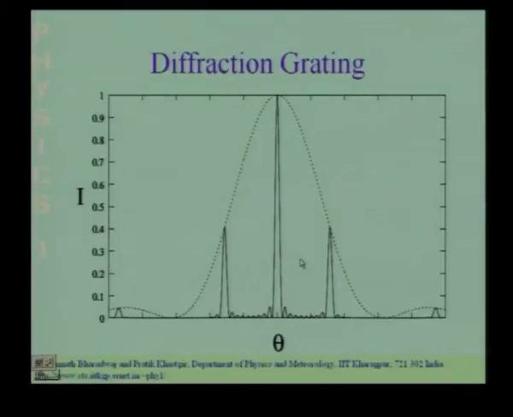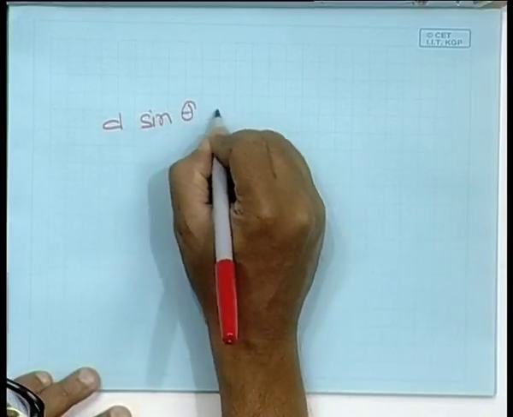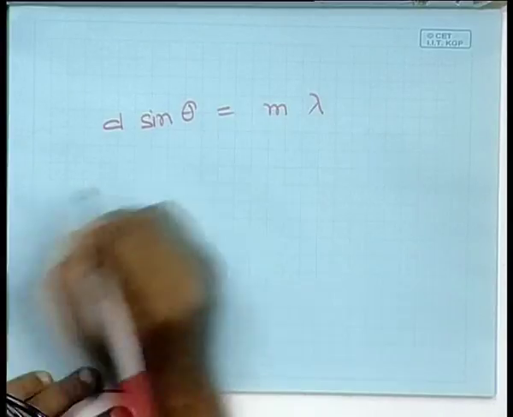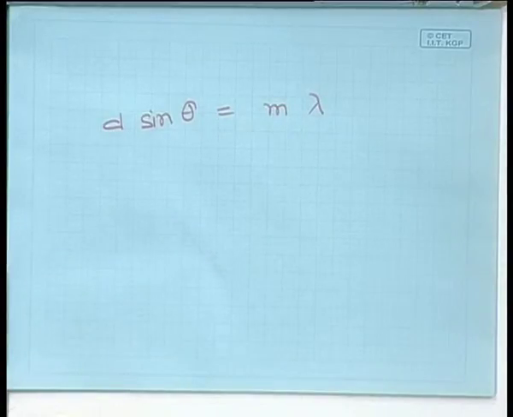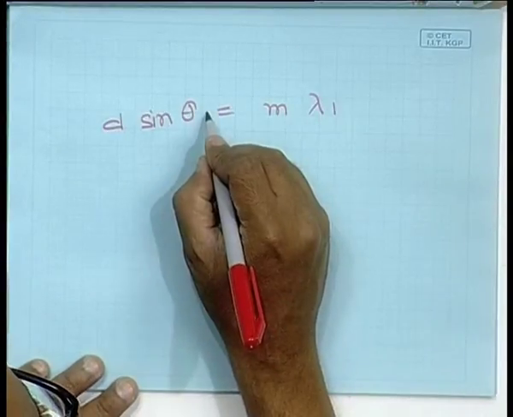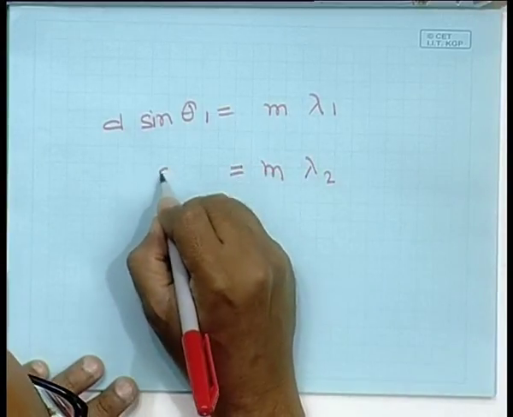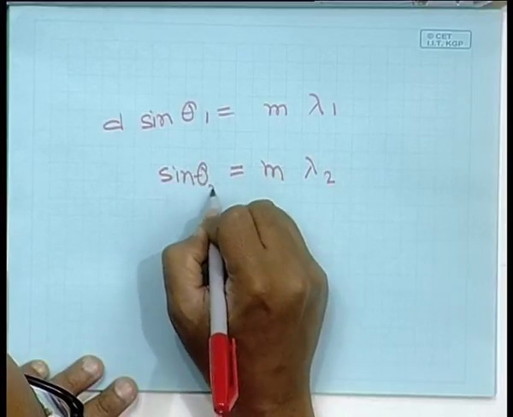Now, the diffraction grating is a very useful device in spectroscopy. Its utility lies in the following: the maximas, we know, occur wherever the condition d sin theta is equal to m lambda is satisfied. Whenever this condition is satisfied, we get a maxima. Now, if I have two different wavelengths, so if I have lambda 1, the maxima will occur at theta 1. If I have lambda 2, the same order maxima will occur at a different angle theta 2.